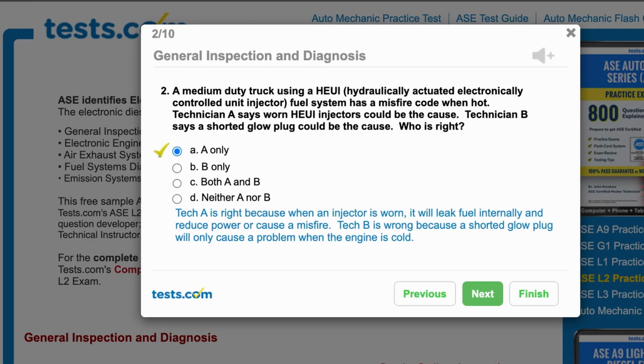A only. Tech A is right because when an injector is worn, it will leak fuel internally and reduce power or cause a misfire. Tech B is wrong because a shorted glow plug will only cause a problem when the engine is cold.